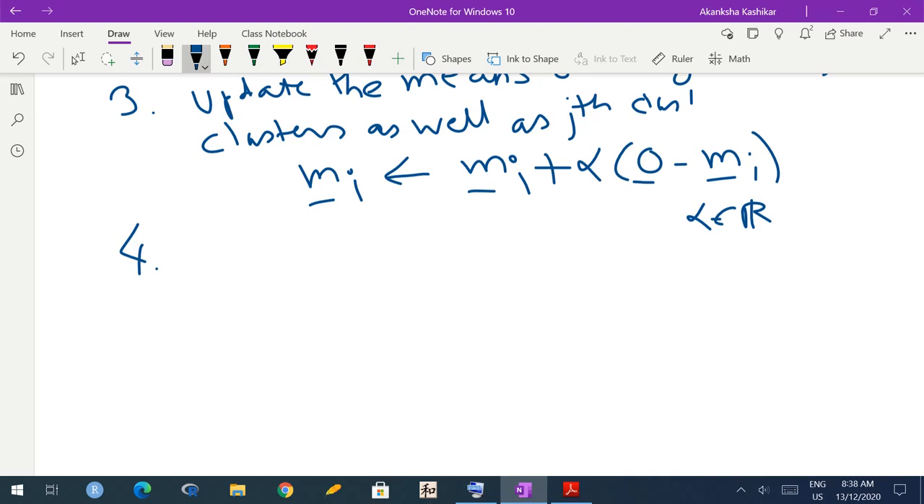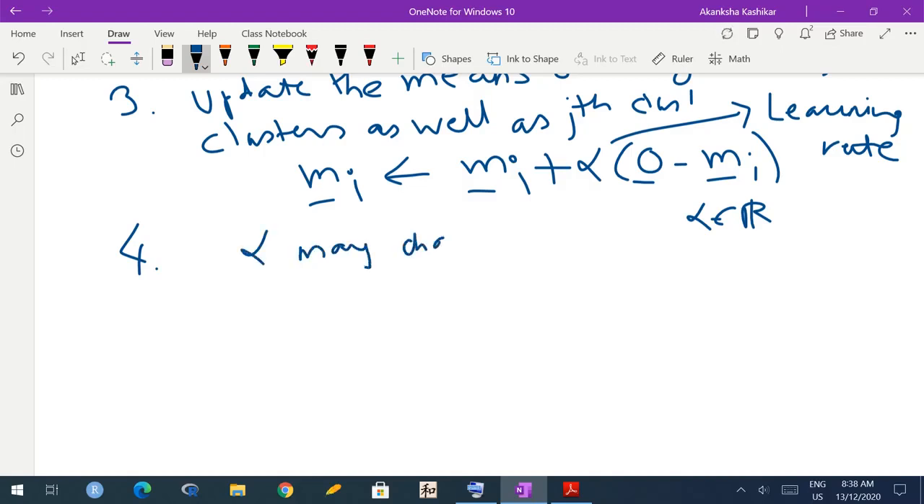Alpha, as I said, is kind of a learning rate, because you are changing the seed due to the introduction of a new observation, and alpha plays a role in it. So alpha is the learning rate. Now how can you choose alpha if you don't want it to be constant? Alpha may change in the process. Initially you may have a higher alpha. Generally you initially take a fast learning rate, because you want to first get some decent clusters. So initially a higher learning rate.